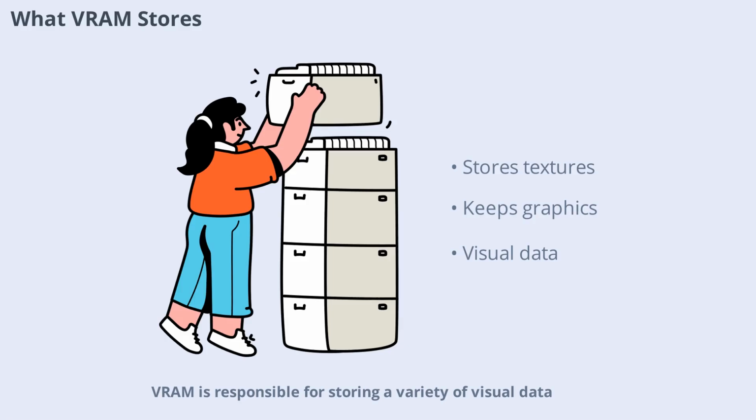VRAM is responsible for storing a variety of visual data. This includes game textures, which are the surfaces that make objects look realistic, as well as graphics and other visual information. When you load a game, all the details you see, like character models, backgrounds, and effects, are kept in VRAM. The more VRAM you have, the more detailed and complex these visuals can be, allowing for higher quality graphics and smoother gameplay.